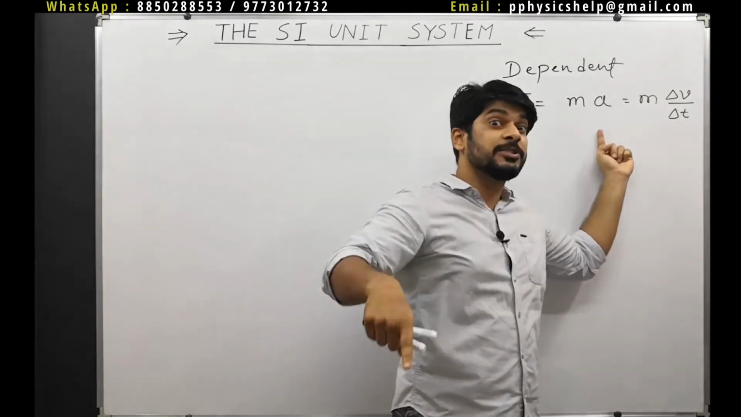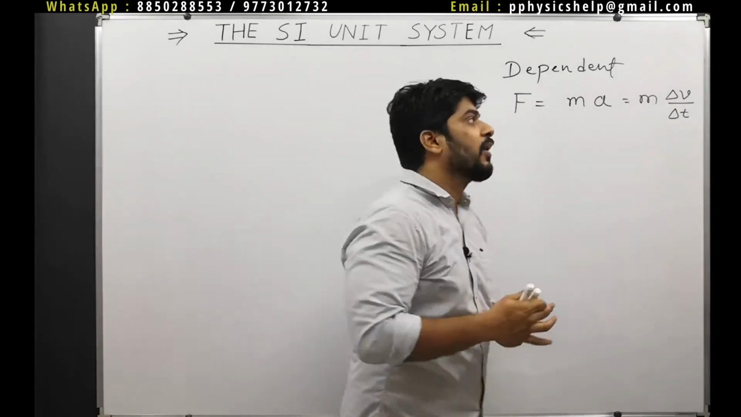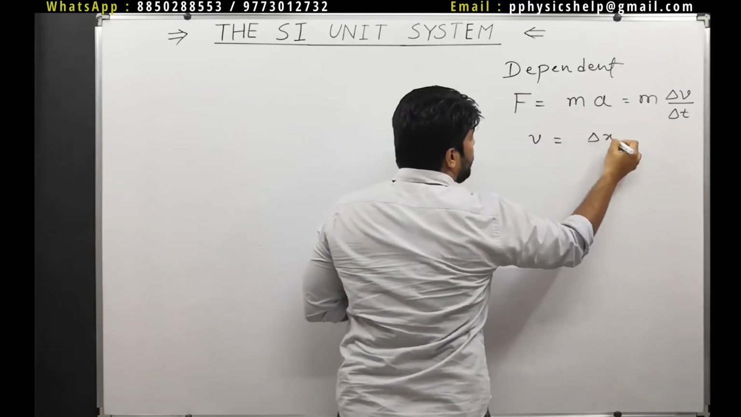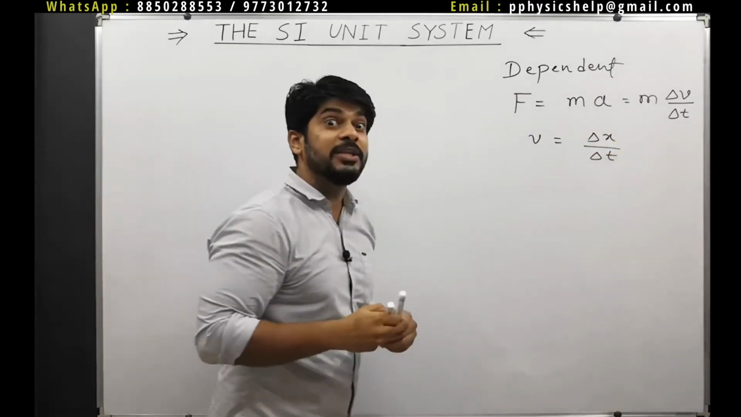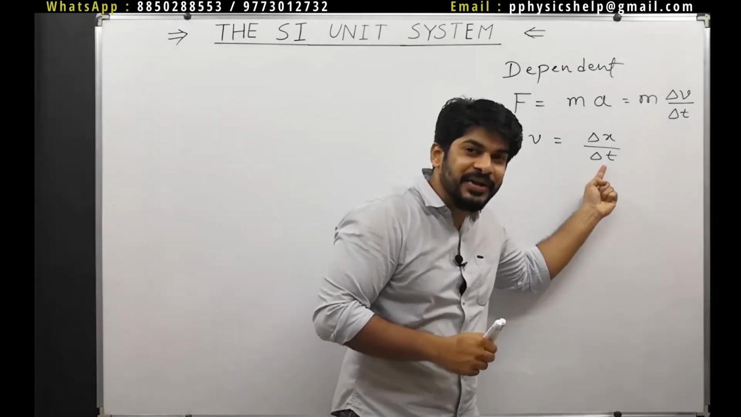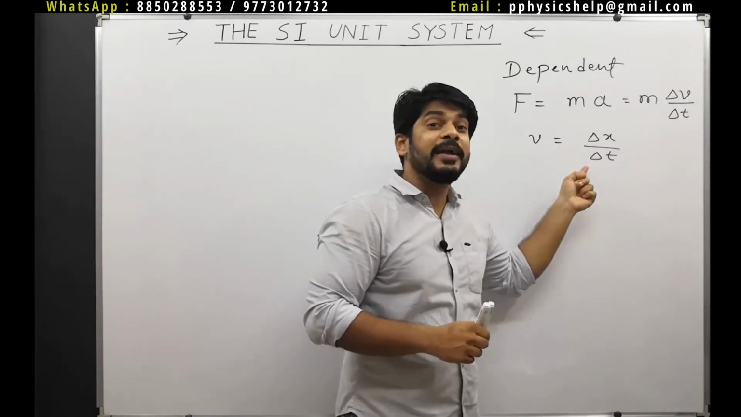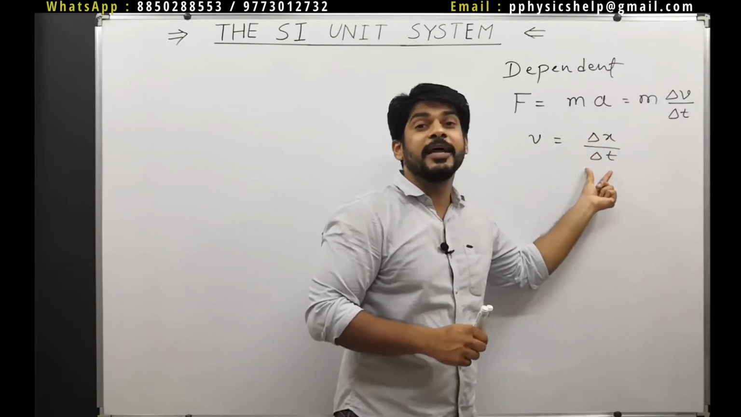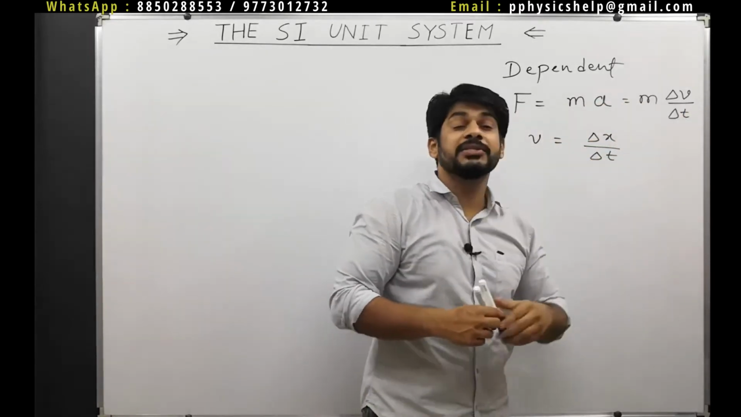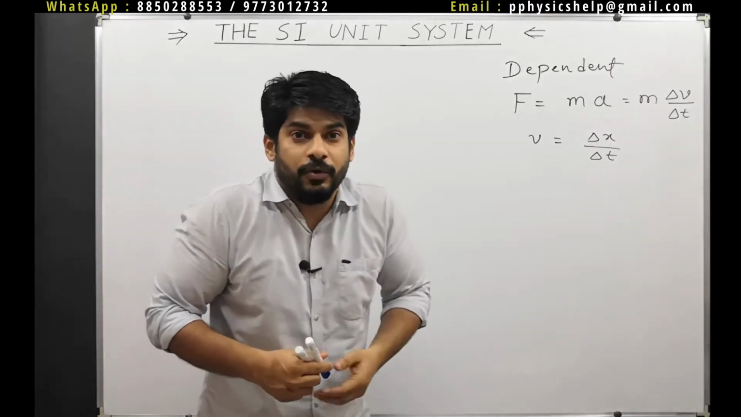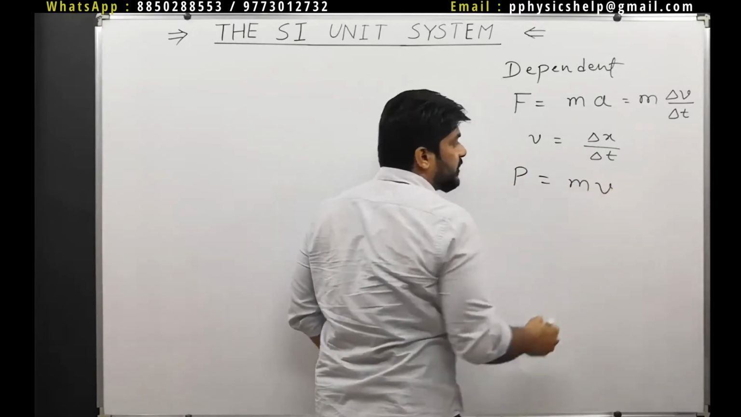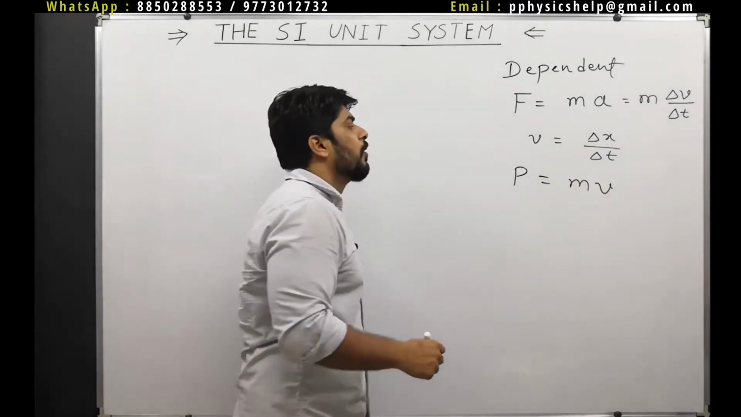I mean, it can be expressed in terms of velocity and time. Now if you look at velocity, velocity is again displacement upon time. So you can see that velocity is dependent on displacement and time, that means distance and time, isn't it? So all these physical quantities are dependent physical quantities. More examples can be there, like momentum. Momentum is mass times velocity, isn't it?